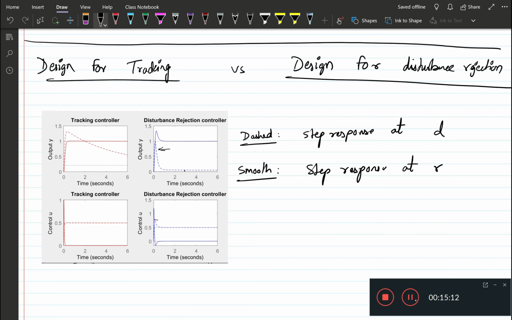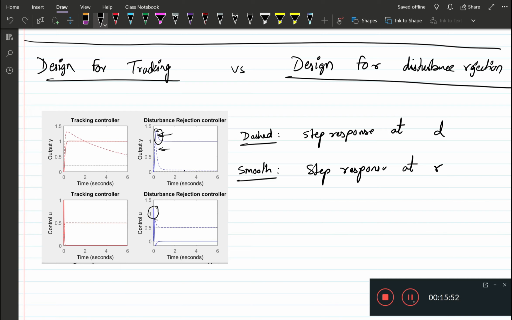But the same controller, when tested with tracking, leads to this high overshoot in the response for a reference step, and the control input is also slightly more than 1. So the overshoot is almost about 30%, where the requirement was to keep it below 5%.